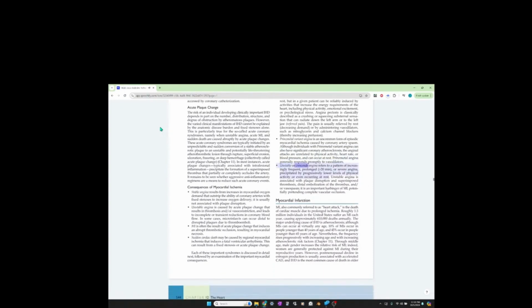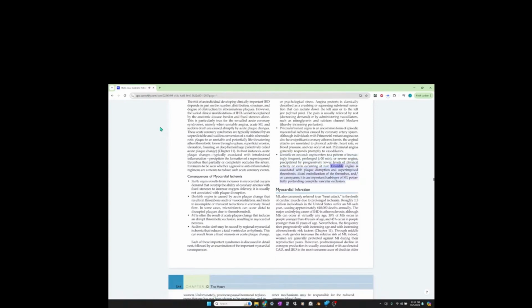Unstable or crescendo angina refers to a pattern of increasingly frequent, prolonged, or severe angina, precipitated by progressively lower levels of physical activity or even occurring at rest. Unstable angina is associated with plaque disruption and superimposed thrombosis, distal embolization of the thrombus, and/or vasospasm. It is an important harbinger of MI, potentially portending complete vascular occlusion.